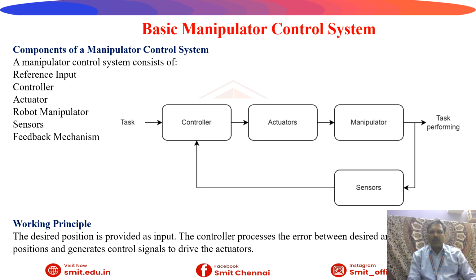So it forms a closed loop system. Whenever a task is not performed properly or is incomplete, it goes to the sensor part, comes back to the controller, and then the process starts again as usual. This is the working principle. Here it is mentioned that the desired position is provided as the input. The controller processes the error between the desired and the actual output. We find the difference between the task performed and the desired input, and it is passed again to the input.